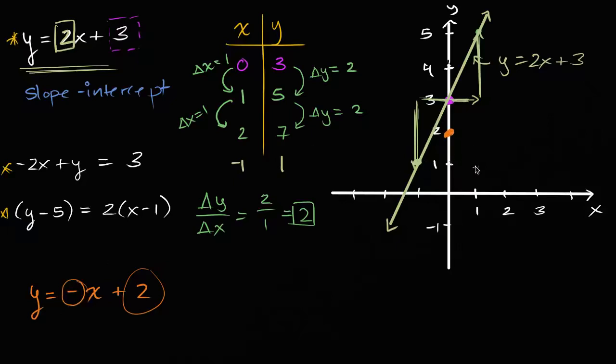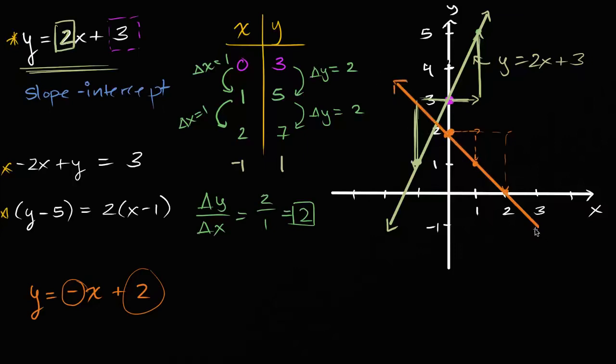So as we increase x by 1, we're going to decrease y by 1. If you increase x by 2, you're going to decrease y by 2. And so our line is going to look something like this. Let me see if I can draw it relatively neatly. I can do it a little bit better than that. My graph paper is hand drawn. It's not ideal, but I think you get the point. It's going to look something like that.